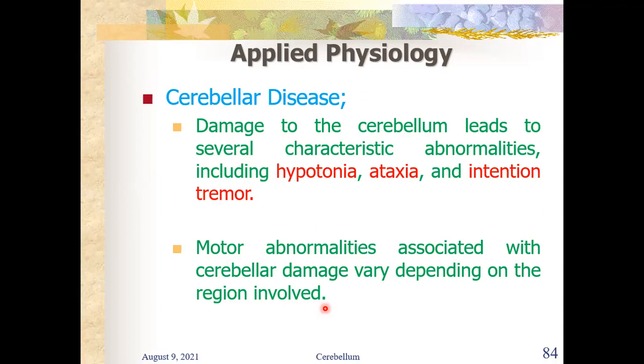But the main characteristics of cerebellar diseases include mainly ataxia and intention tremors. Ataxia is very, very pronounced in cerebellar diseases. So there are motor damages that are associated with damage to the cerebellum. The damage varies. The abnormalities depend on the area or the part of the cerebellum that is damaged, but the characteristic abnormalities that are exhibited in cerebellar diseases include hypotonia, ataxia, and intention tremors.